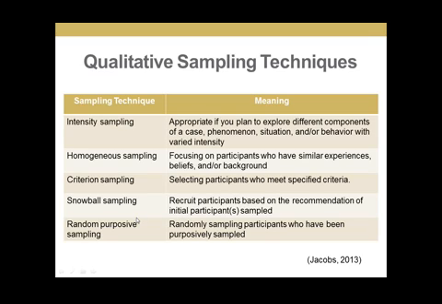Snowball sampling, you know, is where you recruit participants, and then the participant that you recruited can also recommend people who qualify for your study. Random purposive sampling.